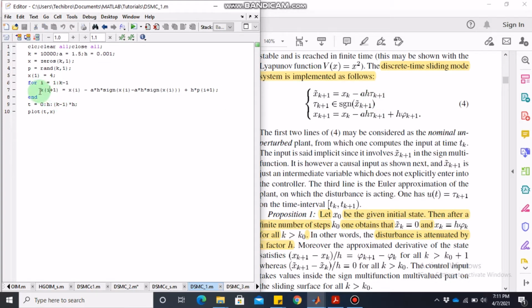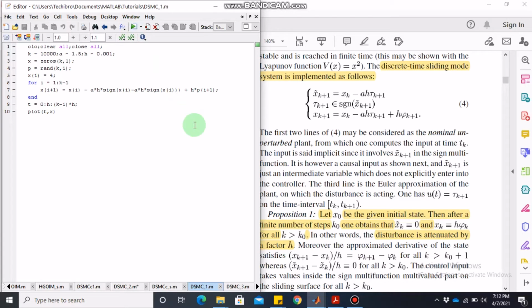So x of I plus 1 is x of I minus a times h times sine of this whole thing, which is basically tau of k plus 1, which depends upon tau of k. And this is the disturbance h times the p of I plus 1, which is this thing right here. So then you can define the time to be 0 to k minus 1 times h with the time step of h, and then you can plot t versus x. So let's see what happens.